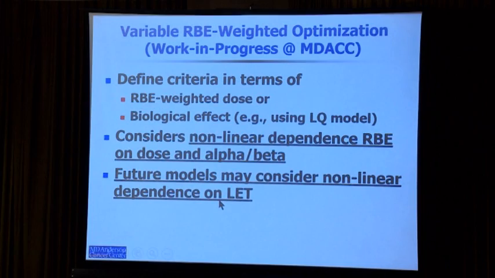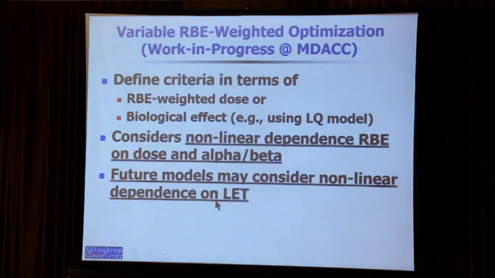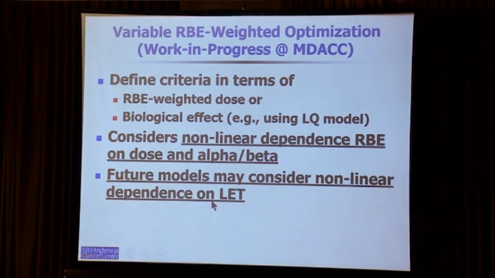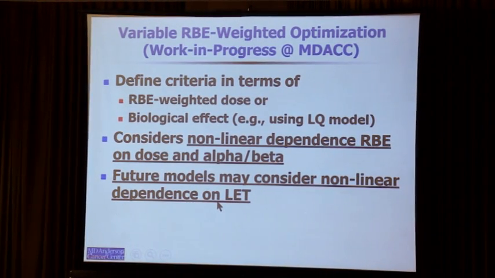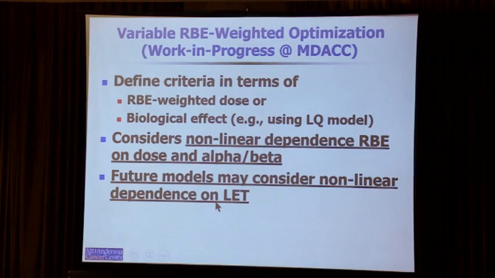So this is work in progress at our place. This is the research ongoing. We use the defined criteria of optimization of IMPT in terms of RBE weighted dose. And again, I'm not going to go into details here. But the models we are using are rather simple so far. They underestimate RBE. The future models will be more like what we see in measurements, and I think they'll show an even bigger advantage than we have seen so far.